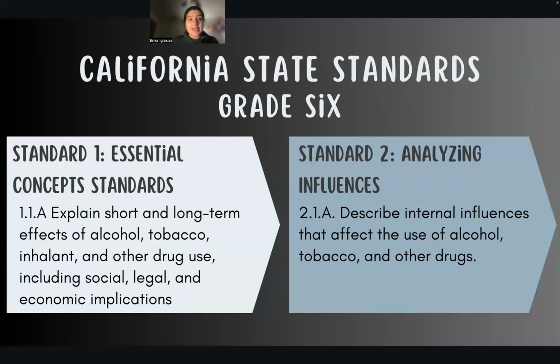I decided to go with two state standards. Standard 1, Essential Concept Standards, 1.1a, explain short and long-term effects of alcohol, tobacco, inhalant, and other drug use, including social, legal, and economic implications. Standard 2, Analyzing Influences, 2.1a, describe internal influences that affect the use of alcohol, tobacco, and other drugs.